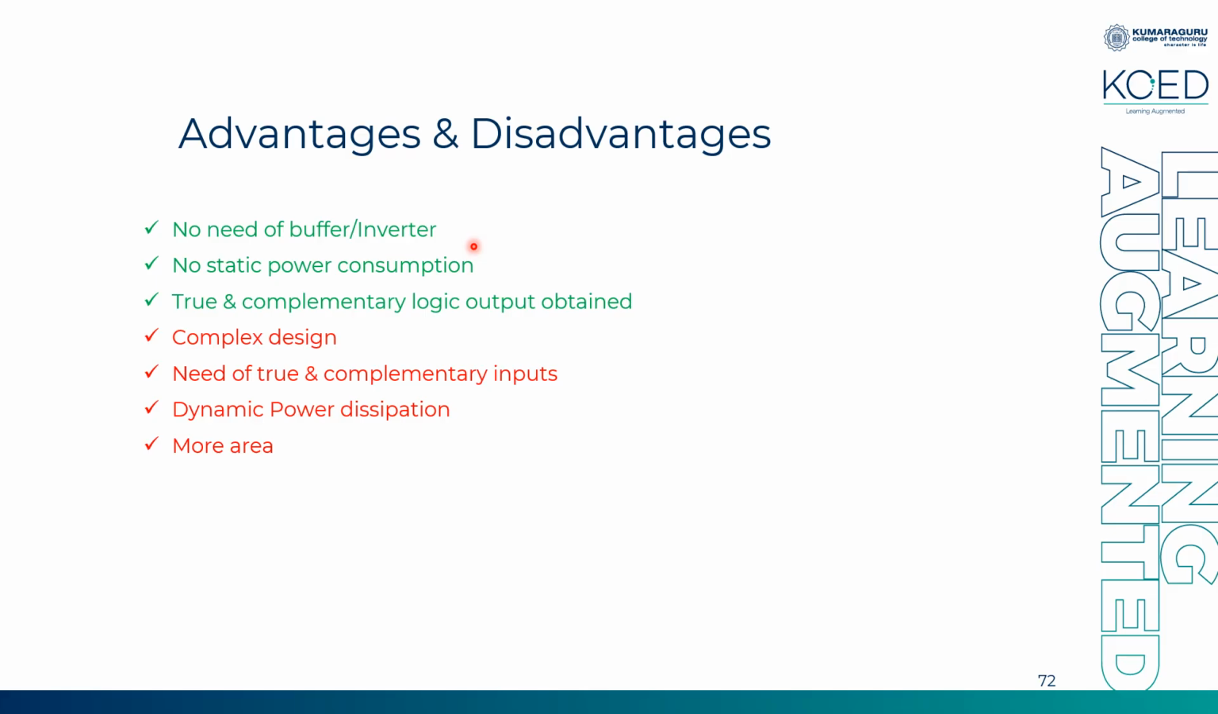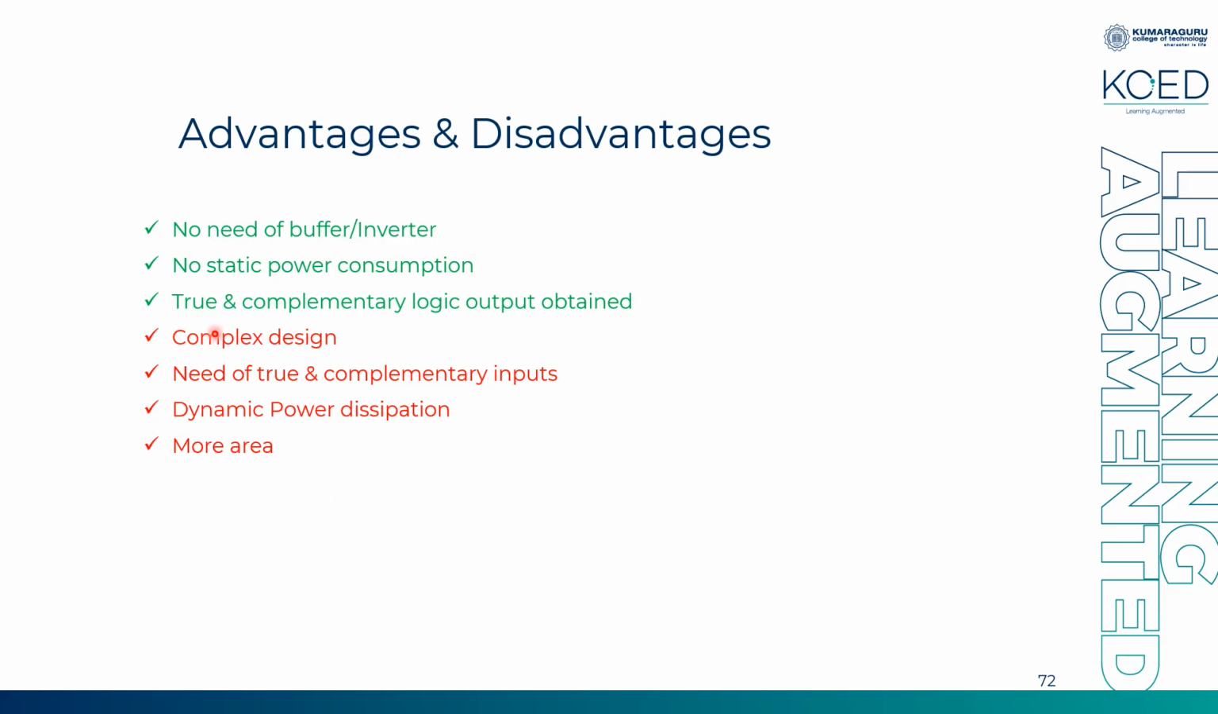And dynamic power dissipation. So here you have dynamic power dissipation. Even though there is no static power consumption, there is dynamic power dissipation. It occurs during switching transients, that is 1 to 0 and 0 to 1 transitions. And as I told you earlier, here we have more area.